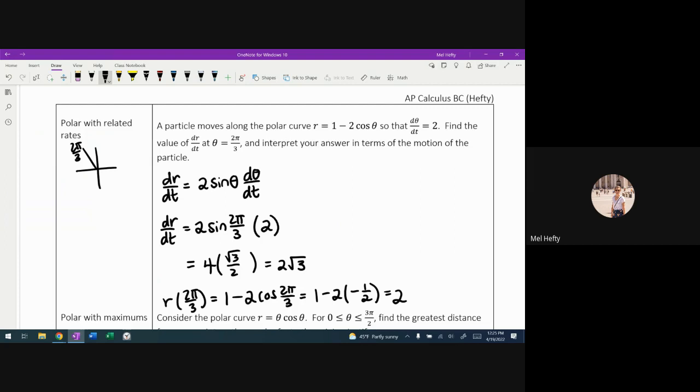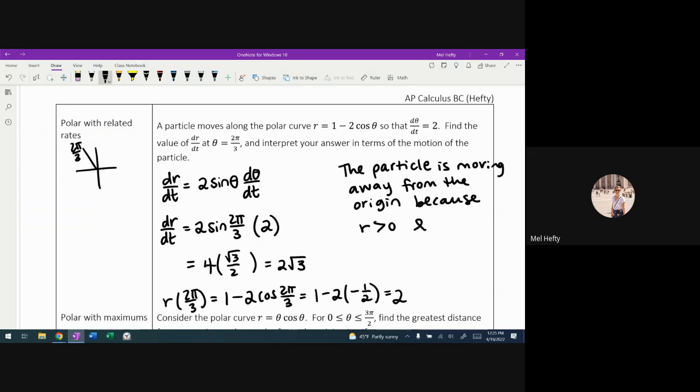So how would I write this? You could say the radius is increasing. I'm going to say the particle is moving away from the origin. And since they're going to ask me to justify, I'm going to say because r is greater than 0 and dr d theta is greater than 0.